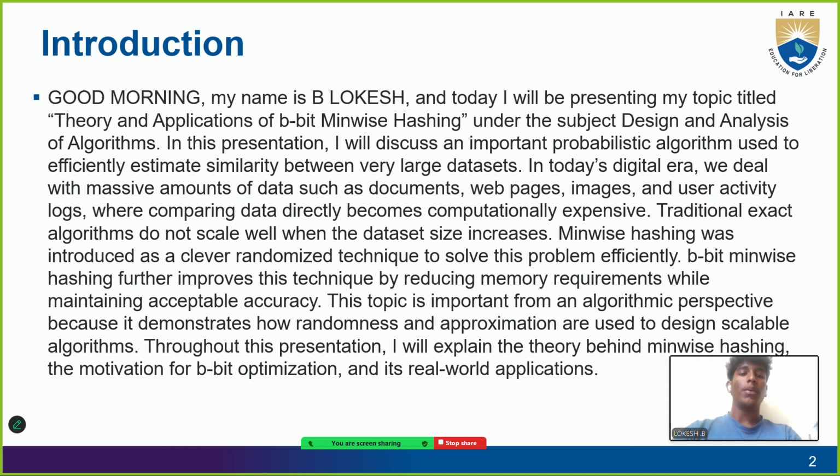data sets. In today's digital era, we deal with massive amounts of data such as documents, web pages, images, and user activity logs, where comparing data directly becomes computationally expensive. Traditional exact algorithms do not scale well when the data set size increases. Minwise hashing was introduced as a clever randomized technique to solve this problem efficiently. B-bit minwise hashing further improves this technique by reducing memory requirements while maintaining acceptable accuracy.